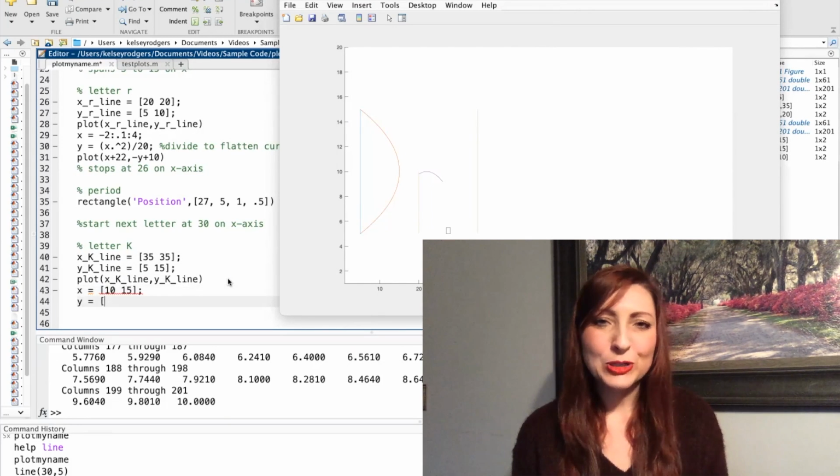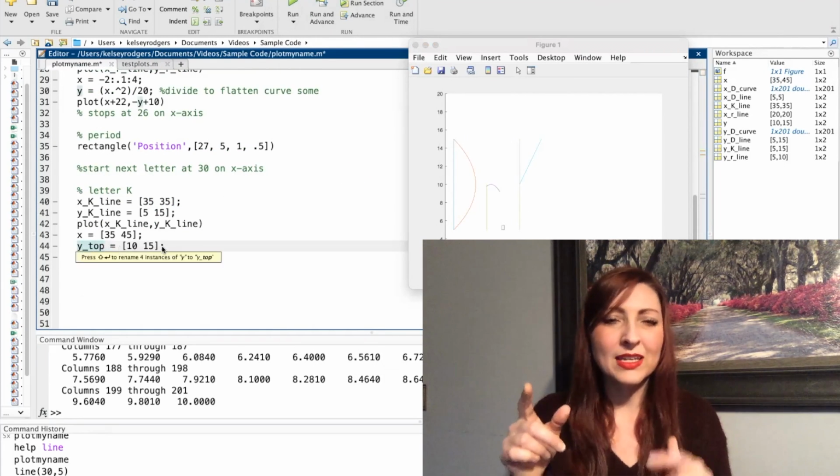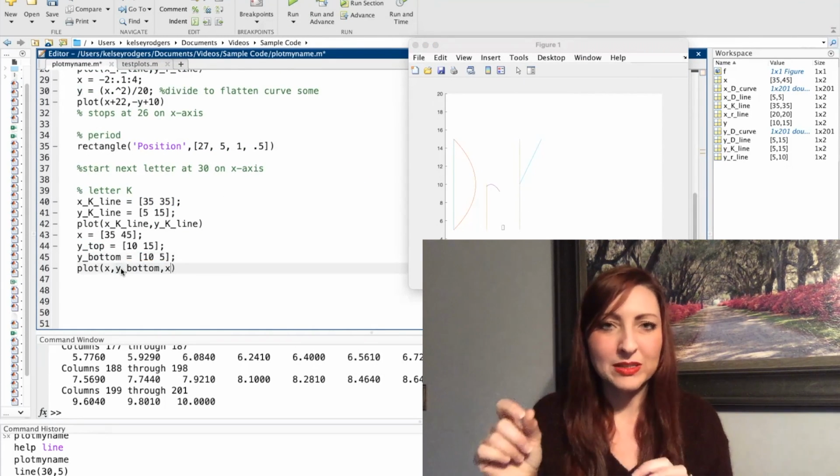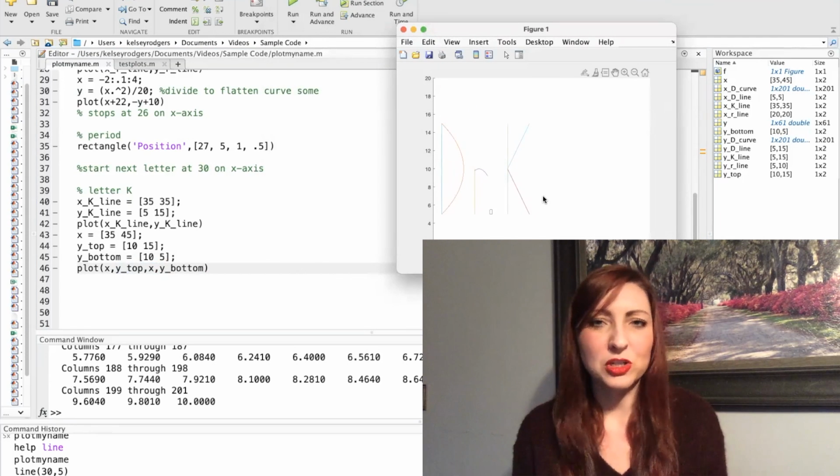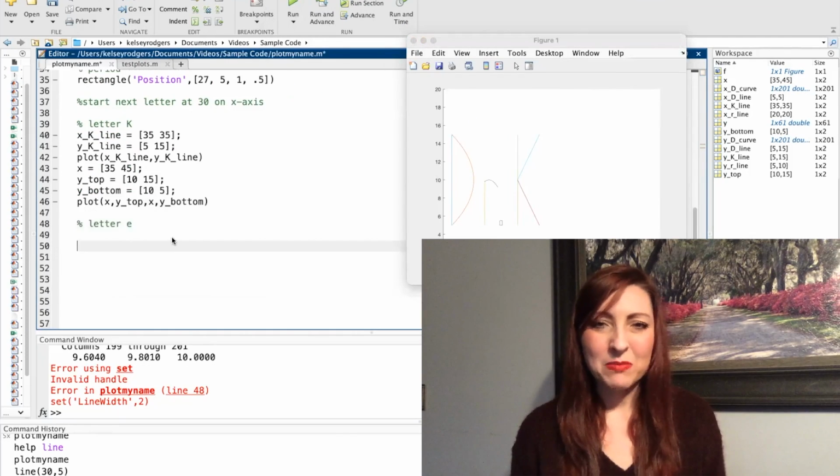If I want, I could use the y equals mx plus b equation, or I can just pick 2 points at the beginning and the end where I want those lines to be. And I'm going to go ahead and just go with the 2 points approach. The next letter in my name is a lowercase e.